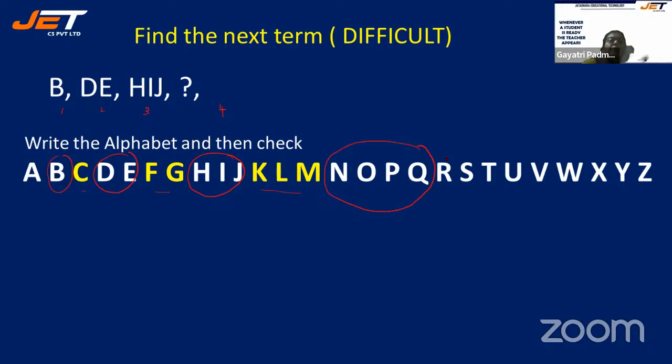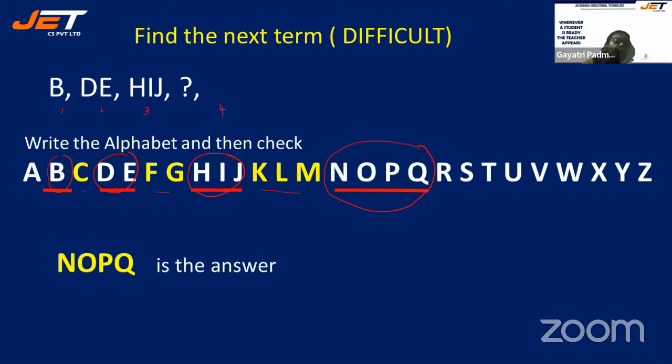All right. I'm sure you would have understood how this is being framed. Let's see the answer. See here, B, D, HIJ. So next should be NOPQ. So that is the answer. All right, students. So with this, let's move on to the next question.